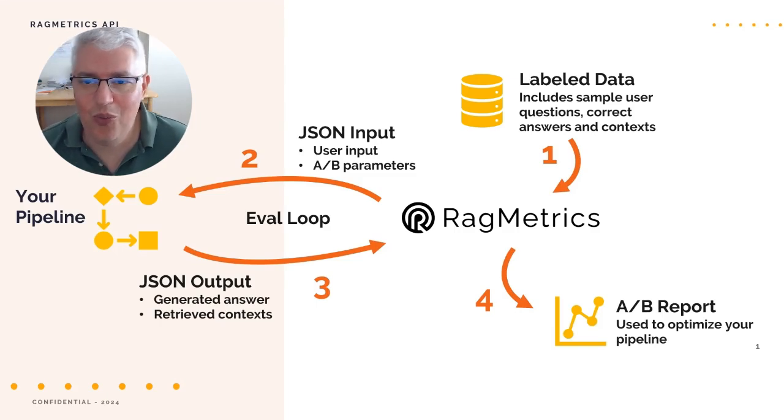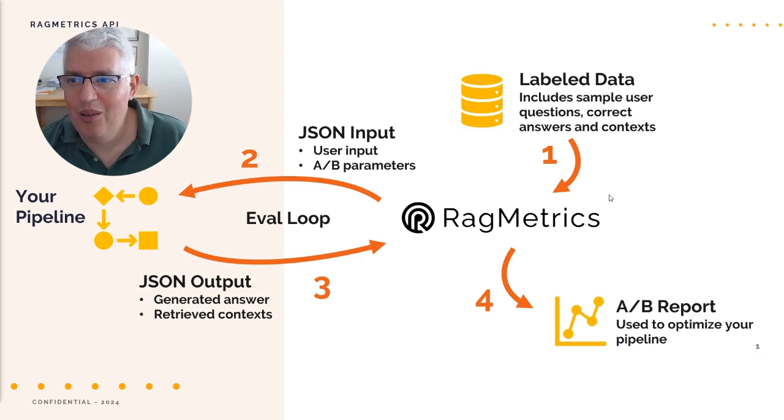Hi everyone. We just released an API for RagMetrics, which lets you test your entire LLM application, including the retrieval step. Let me show you how it works. We're going to start with the label dataset.